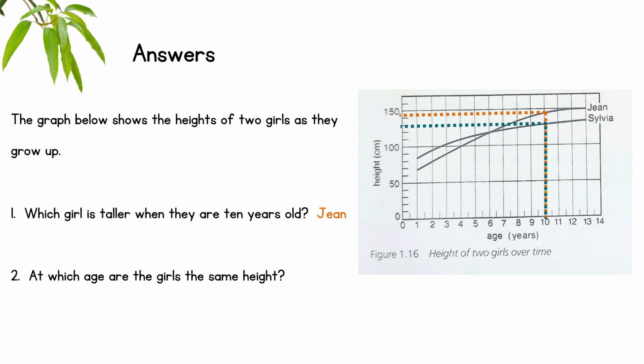Did you get the first question correct? It is Jean. Jean is taller than Sylvia. And the second question is at age 6. They are both at the same height.